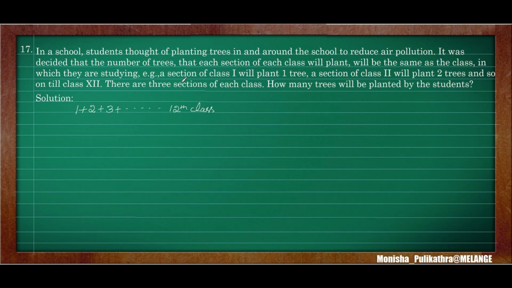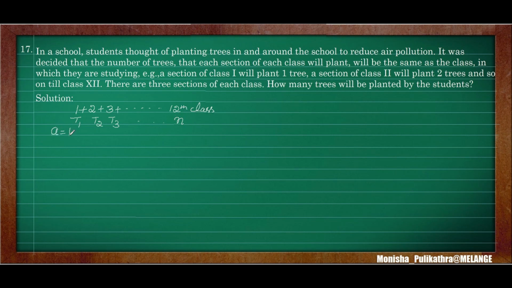So here they have given there are 3 sections of each class. So we need to find out the total number of plants planted by the students from class 1 to class 12. So first I will be taking into consideration only one section, and according to that I will be solving the problem. Later on I will convert it into 3 sections. Okay. So here first standard 1 tree, second standard 2 and third standard 3 up to the 12th class. So this will be T1, T2, T3 up to the 12th class, n, not Tn, it is the 12th class, n is equal to 12. Okay.